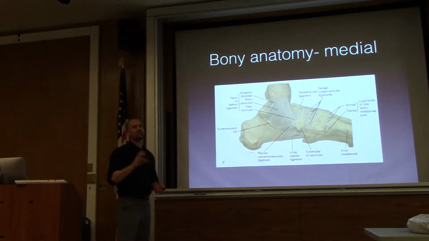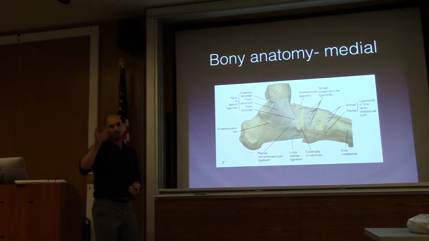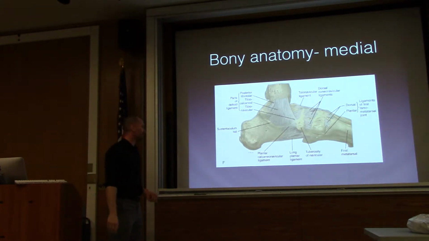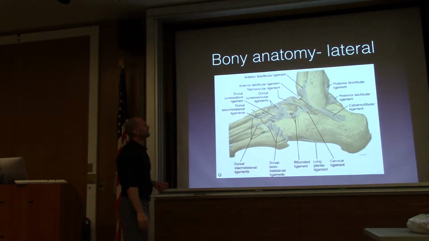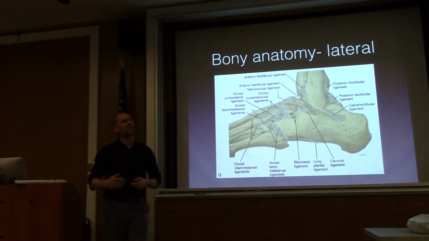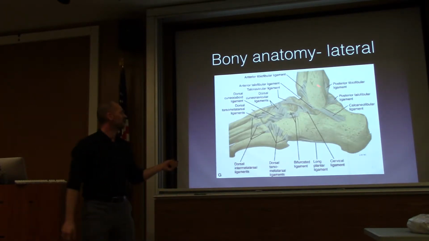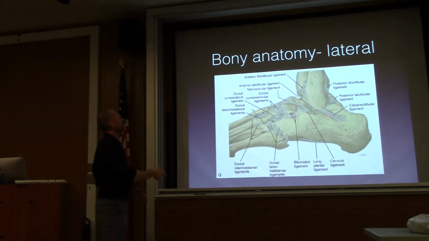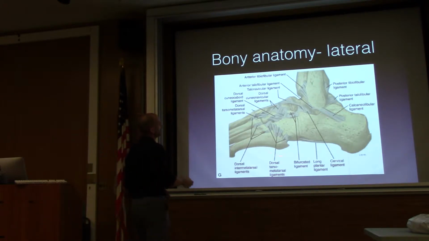The complexity is determining when you need to do this based on what you're looking for on the x-ray. Lateral side is basically pretty much the same, not as important. Obviously you've got your lateral malleolus right here, and a bunch of different ligaments coming across. I just want to point out the things that you should be palpating.